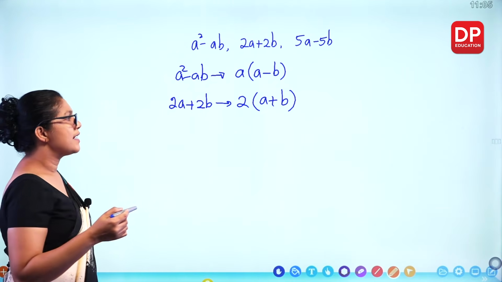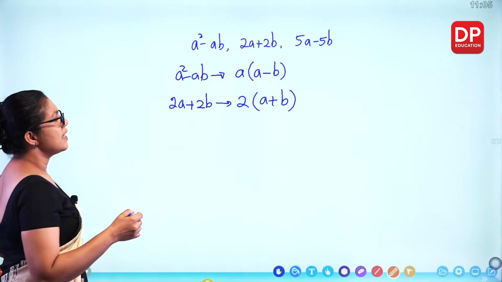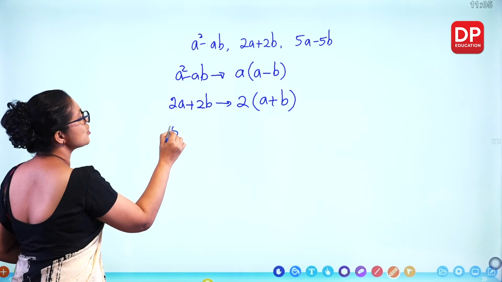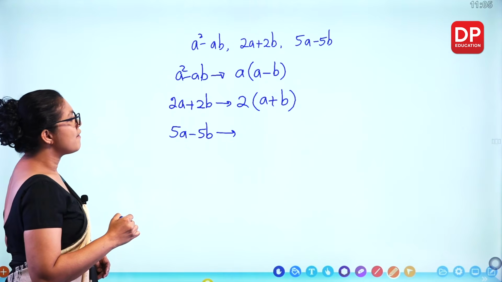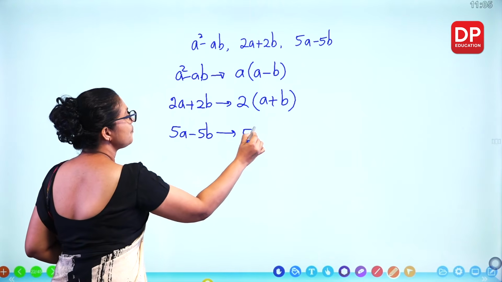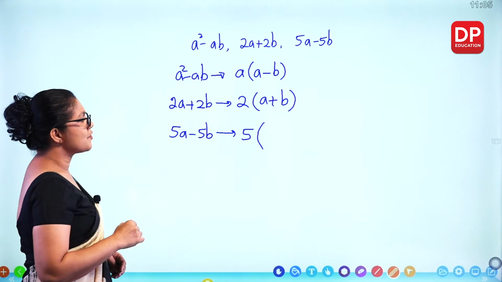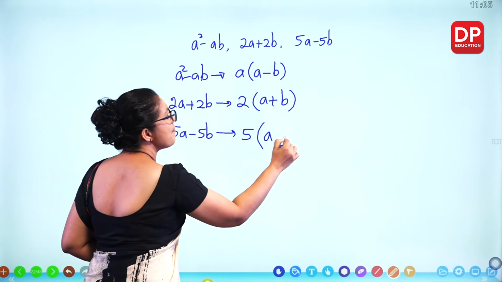A plus b is remaining. So here when you take 2 out, a plus b. So what about the other expression? 5a minus 5b. When you take 5 out, what's remaining? A minus b.